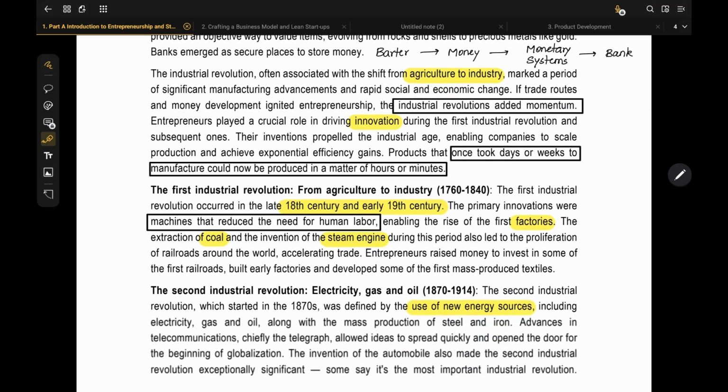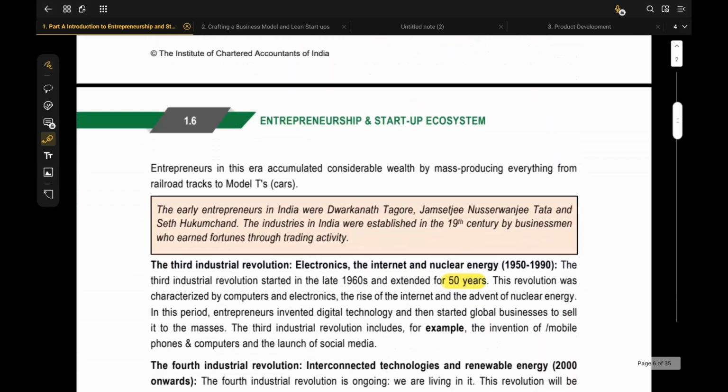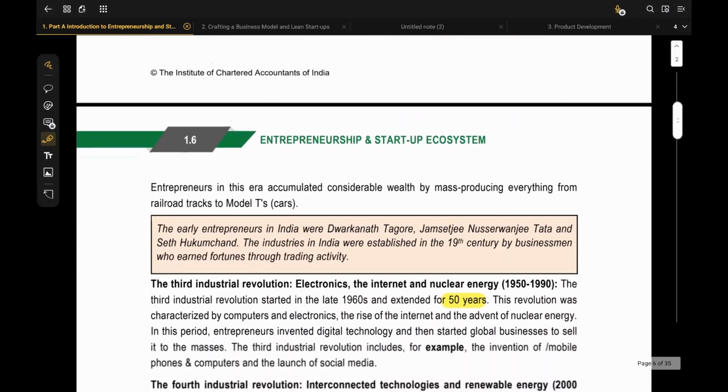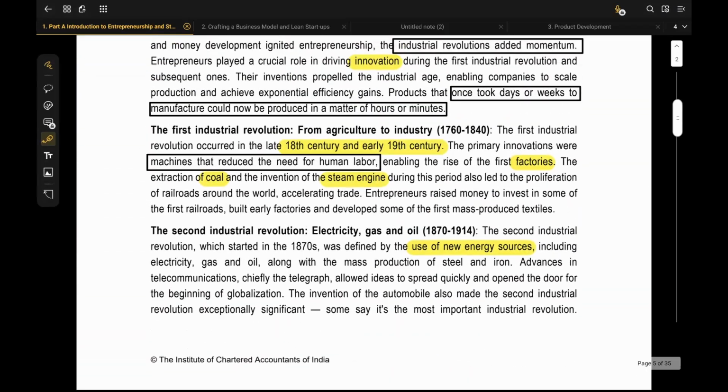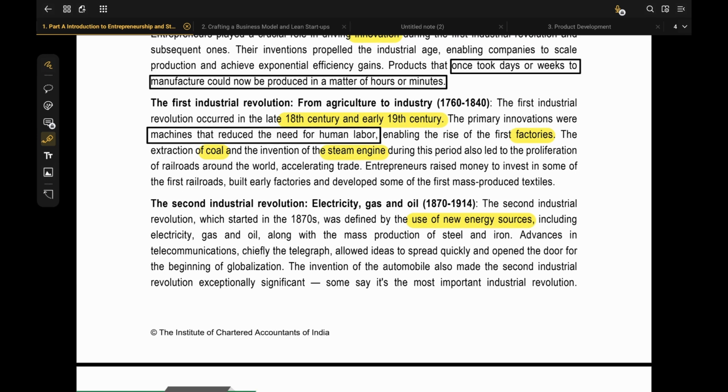How did that shift happen? They are saying it in some industrial revolution stages. First industrial revolution, second industrial revolution, third and fourth. These industrial revolutions also we are going to see. Why we got the industrial revolution: products that once took days or weeks to manufacture can now be produced in a matter of hours or minutes. By the growth of industry, we can mass produce anything, produce everything efficiently, quickly, and transport it even to a remote place where the product is required. This is the success of the industry.